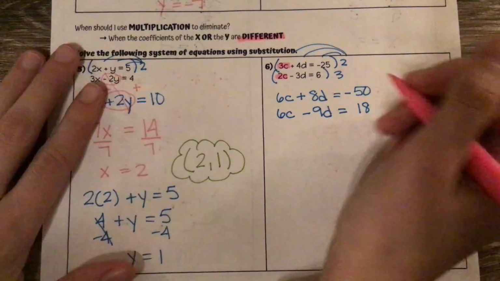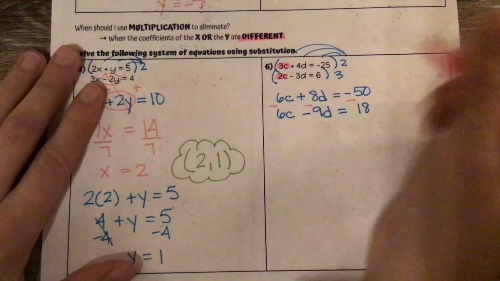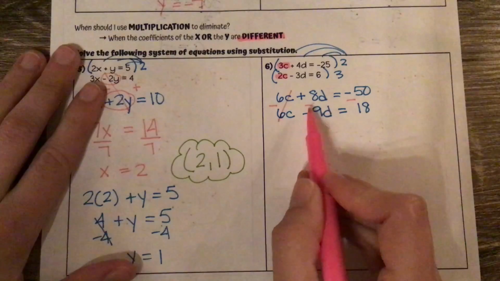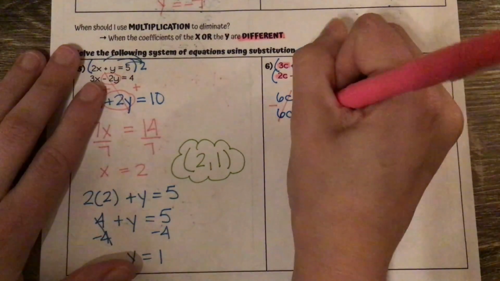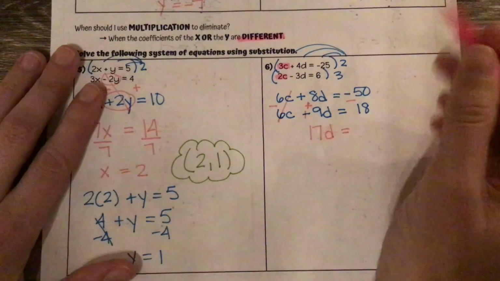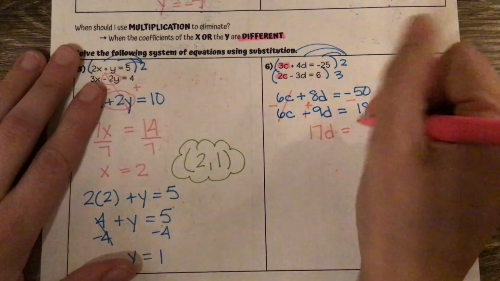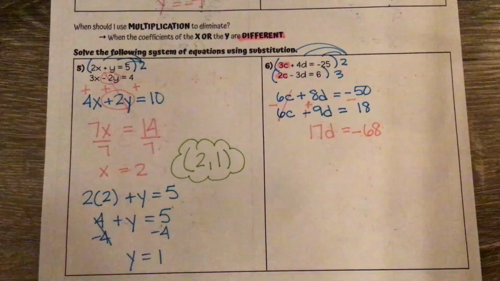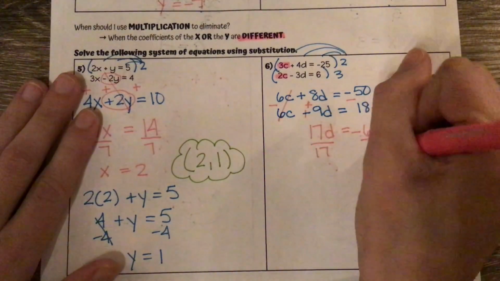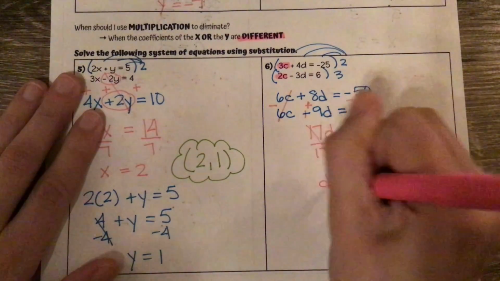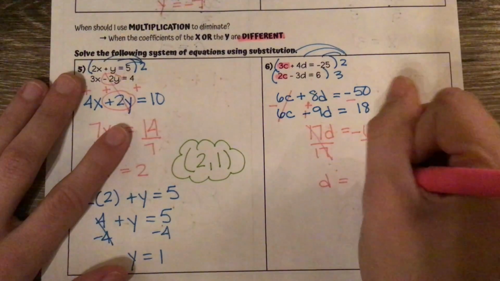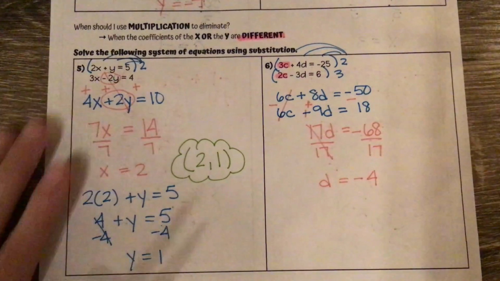6c and 6c, they're the same. We need to subtract to eliminate. 6c minus 6c cancels. 8d minus negative 9d is really plus positive 9d, so that's 17d, equals negative 50 minus 18 is negative 68. We're going to solve by dividing by 17. We get d equals negative 68 divided by 17 is negative 4.